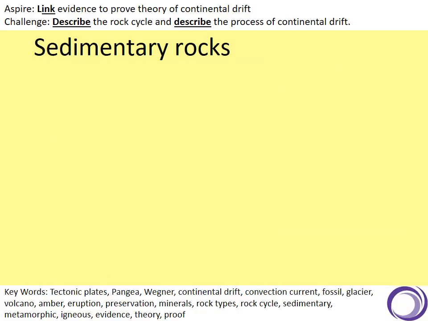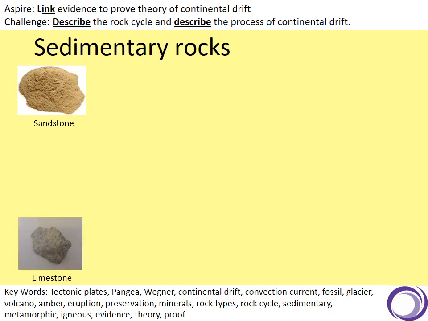So we're going to look at each of the types of rock in turn. So a reminder of sedimentary rocks. Sedimentary rocks, typical examples are things like sandstone, limestone and conglomerate.